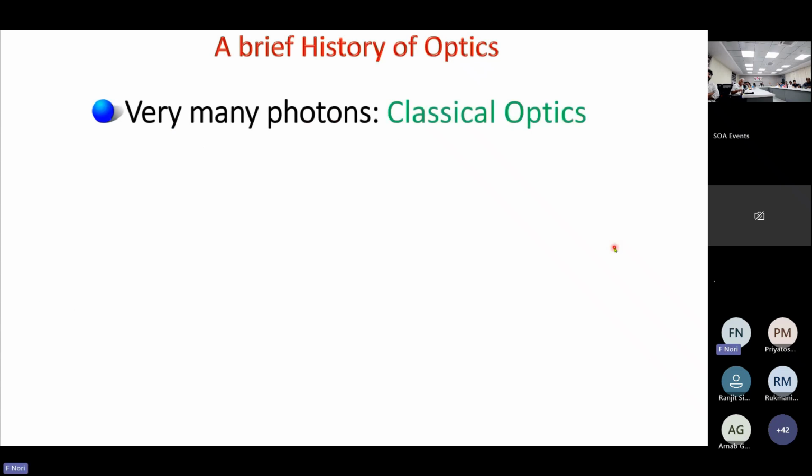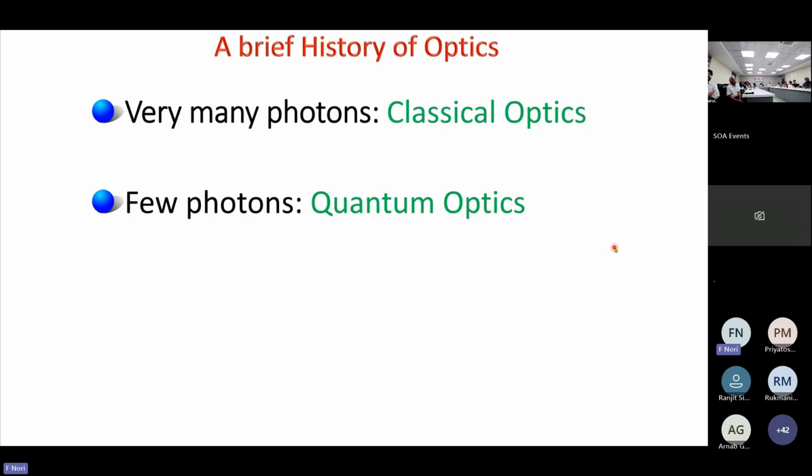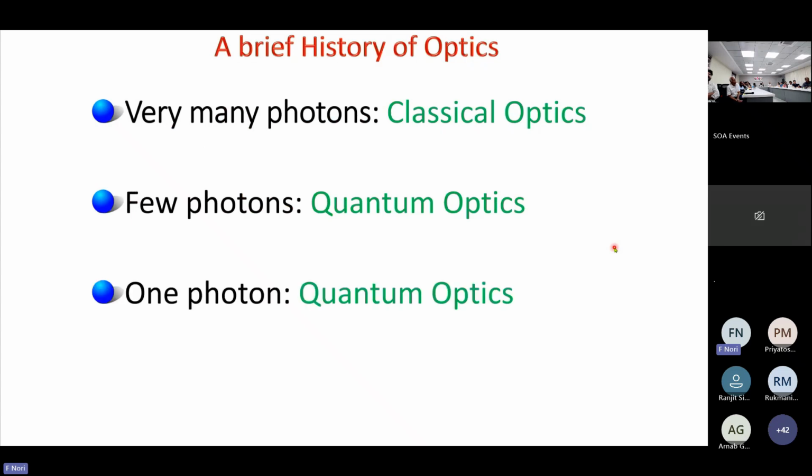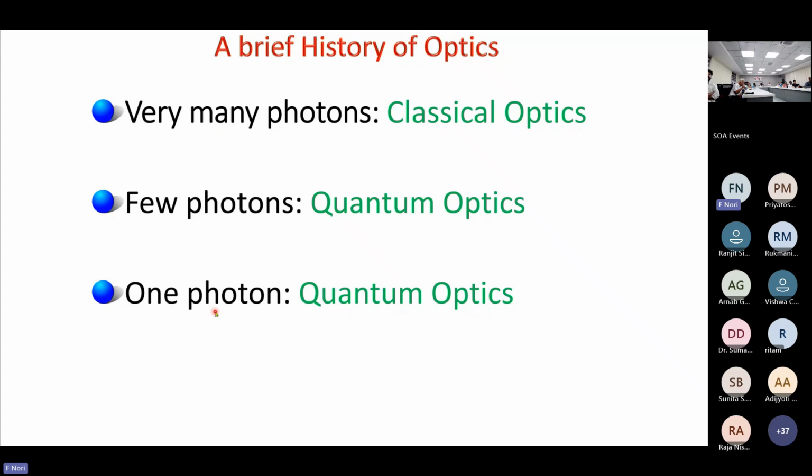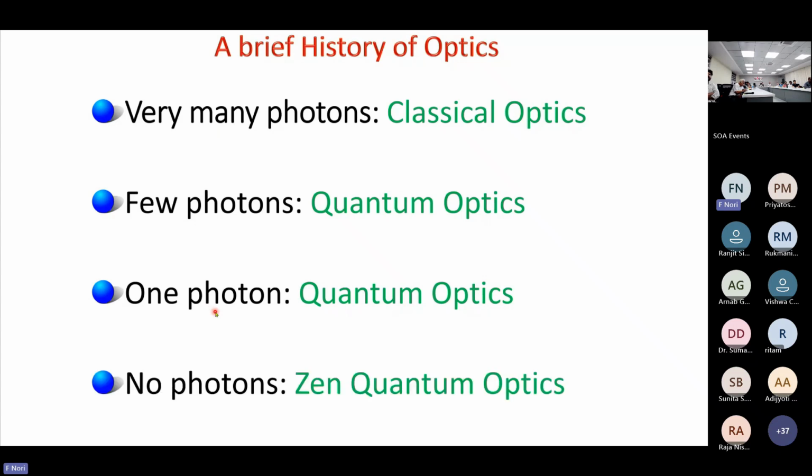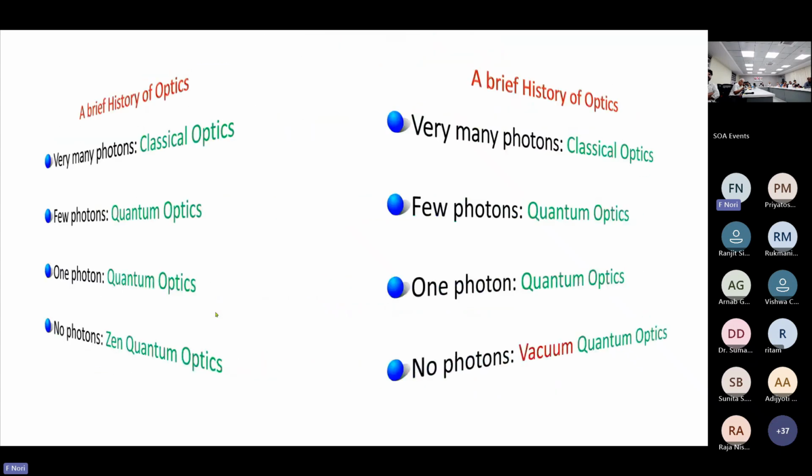Long time ago, people were studying phenomena of optics with very many photons using classical optics. Over time, they were studying few photons, quantum optics, and then one photon, quantum optics. So therefore, the evolution is very clear. Very many photons, few photons, one photon. Then the future of optics involves no photons. Then quantum optics, or it could be called vacuum quantum optics.